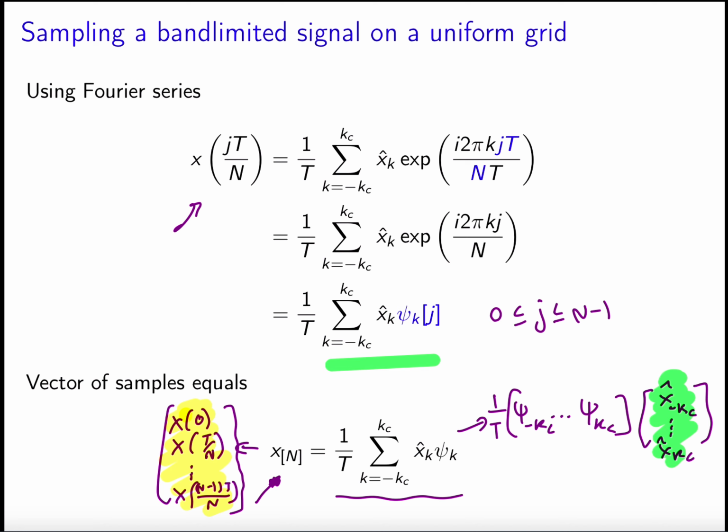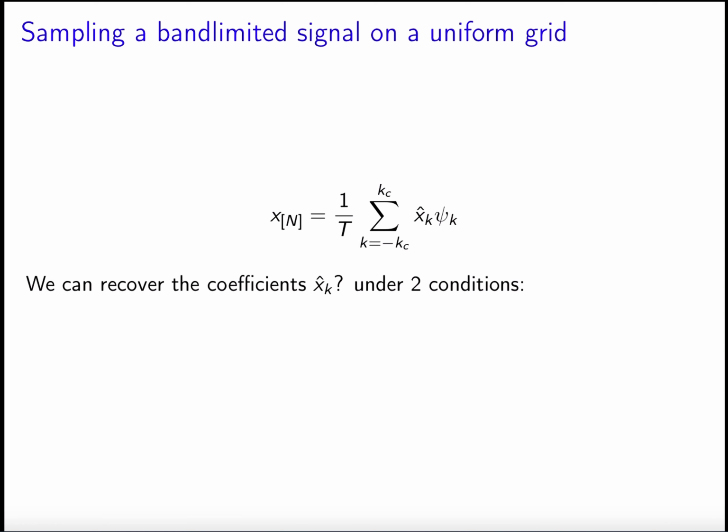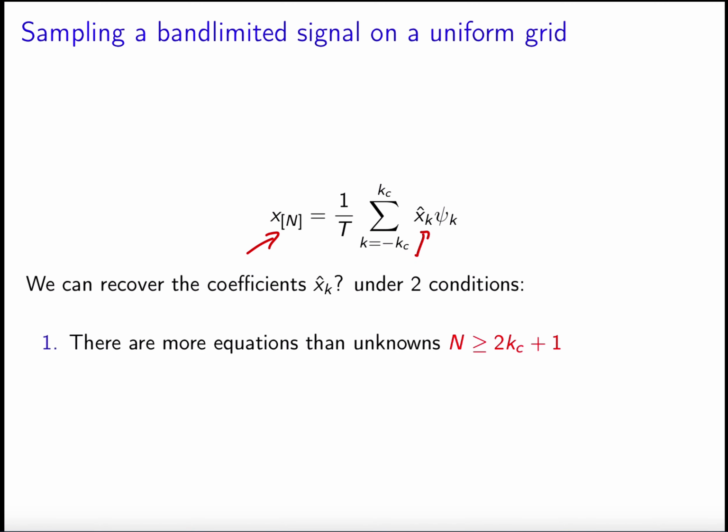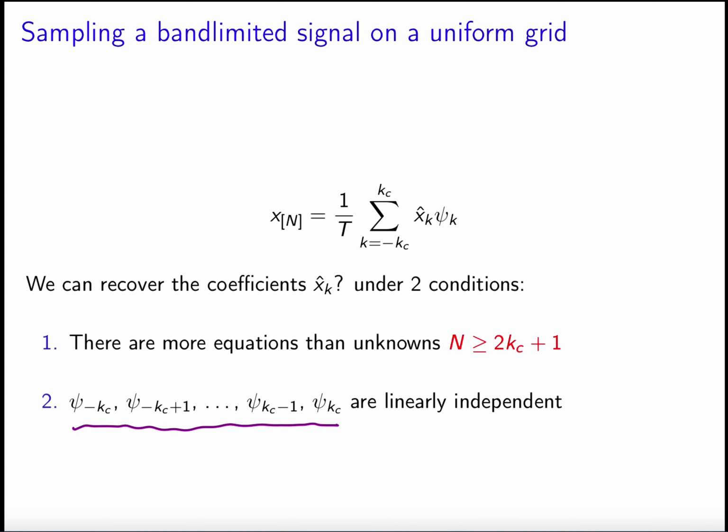And essentially we can recover it if, on the one hand, this matrix is tall, so there are more equations than unknowns. That's basically linear algebra. And also this matrix has to be full rank. So when can we solve this system of equations? Two conditions. On the one hand, you need more equations than unknowns. This guy has dimension n, this has dimension 2kc plus 1, so we need more samples than the number of Fourier coefficients that we want to recover. And on the other hand, we need to see whether these basis functions that we're combining to produce the signal are linearly independent. Because if not, you could have two possible sets of Fourier coefficients producing exactly the same samples.